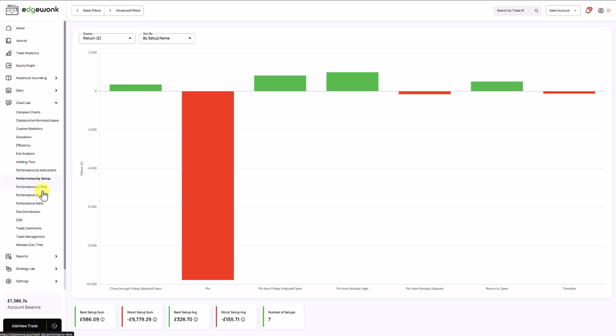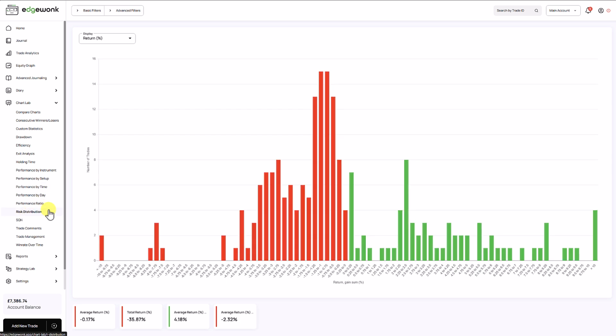Let's move on to the risk distribution because that's also quite interesting. And here we see some major outliers on the far left.